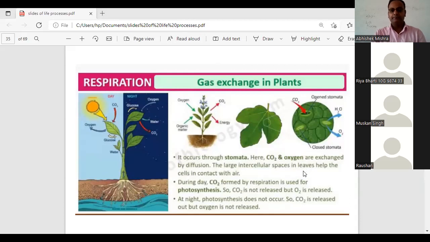CO2 and oxygen are exchanged by diffusion, and the large intercellular spaces in the leaves help the cells come in contact with the air. During the daytime, students, the main important event which occurs is photosynthesis. During that time, the CO2 which is produced by respiration is used up in photosynthesis to build up food. And at night, photosynthesis does not occur. So CO2 release occurs, but oxygen is not released, because at night only respiration occurs, and photosynthesis does not occur because of the absence of sunlight. But during the daytime, both respiration and photosynthesis occur simultaneously. Only thing is that the CO2 which is released during respiration is used up in photosynthesis.